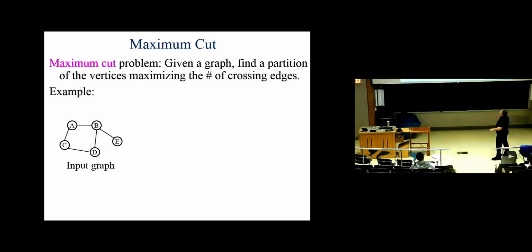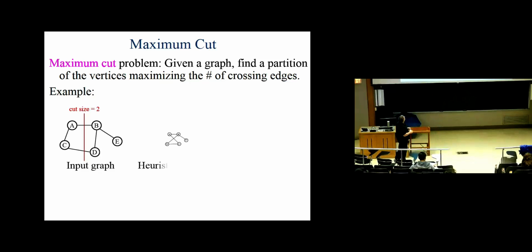Maximum cut. You have a graph, and what you want to do is find a partition of this graph into two subsets of nodes, and the cut size is the number of edges crossing the cut. So you want to maximize the cut size. You want to partition the graph into two subsets of nodes such that the greatest number of edges cross the cut.